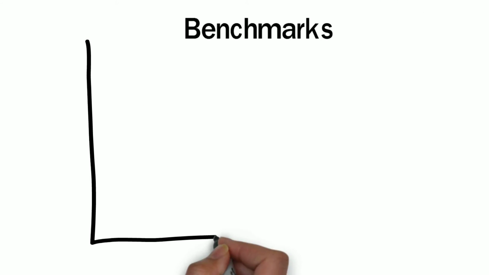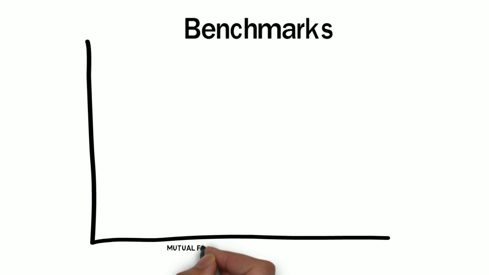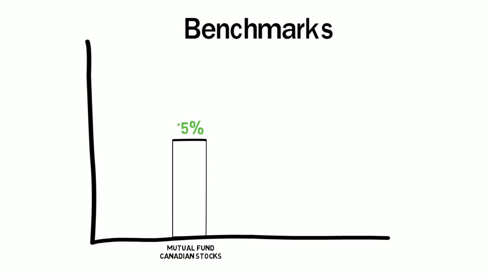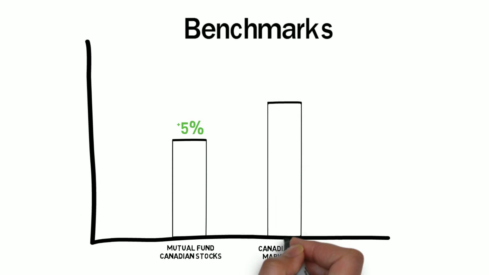Benchmarks. When evaluating the performance of an investment fund or strategy, we need to use an appropriate benchmark. For example, if you own a mutual fund that invests in Canadian stocks and the fund was up 5% for the year, is that good? A positive return is always nice, but what if the Canadian stock market as a whole was up 8% for the year? Now it might not look as nice. Benchmarks allow us to evaluate the performance of our investments in a more meaningful way.